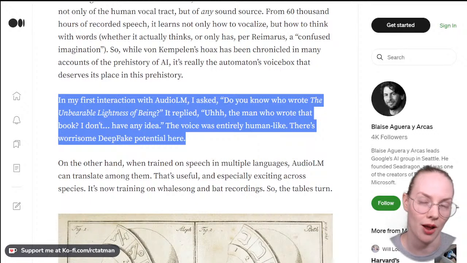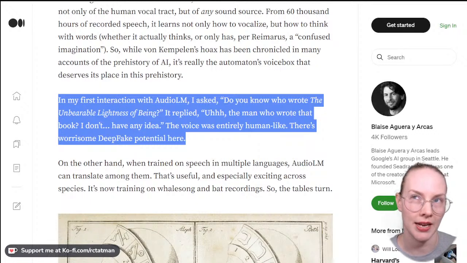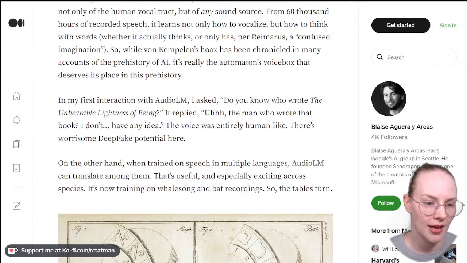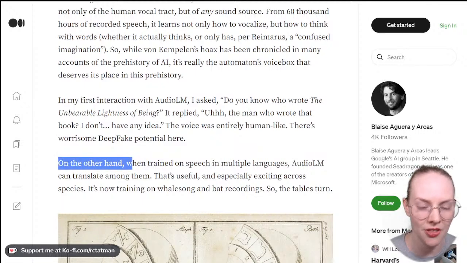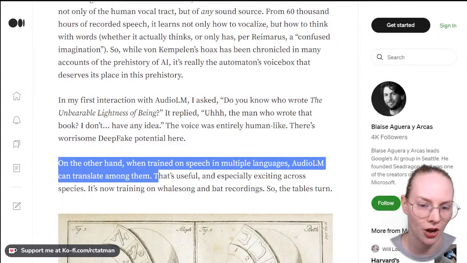And of course, it's more difficult to prompt because you need to have the prompt. I don't think it is language-based. I think it is language model-based, but I don't think transcription is actually an issue in it. So, on the other hand, when trained on speech in multiple languages, AudioLM can translate among them accurately.